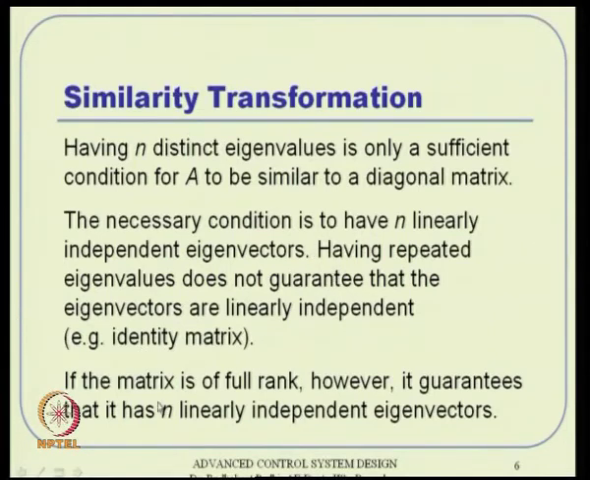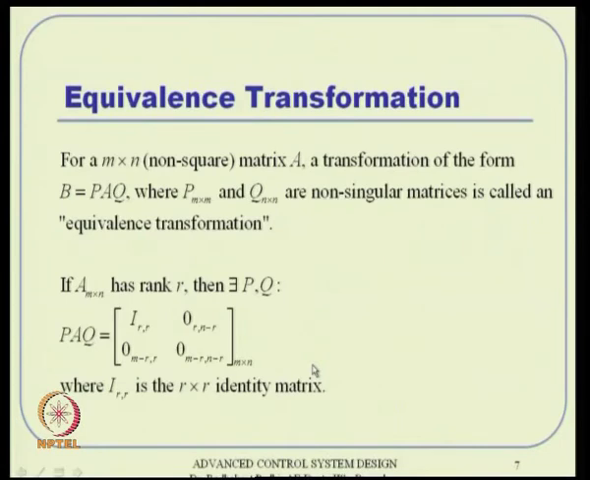And now the next question is, if the matrix is of full rank, that means the rank of the matrix is n, does it guarantee that n linearly independent eigenvectors will exist? If you have a full rank matrix, an n by n matrix with rank n, that will guarantee that you will have n linearly independent eigenvectors, and hence you can reduce that matrix to a diagonal form. Okay. Now, the next concept is equivalence transformation.